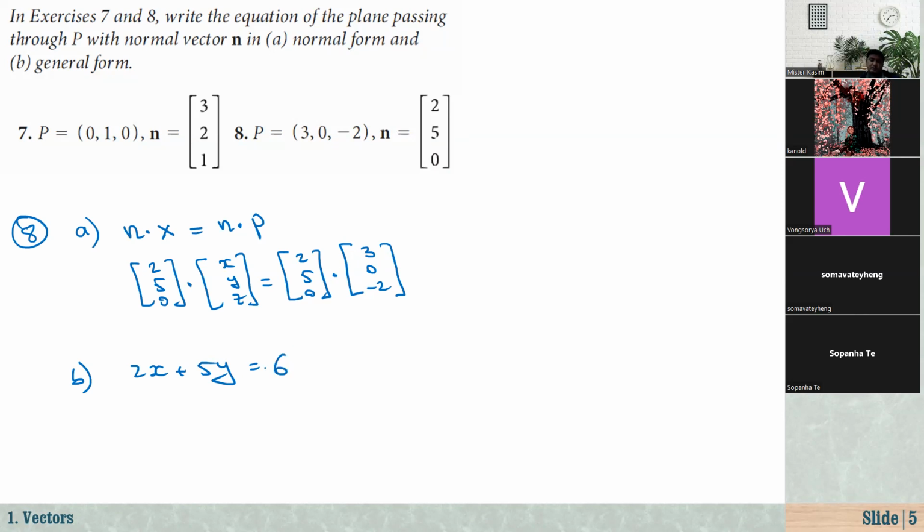Okay. So now you may wonder, Mr. Qasim, isn't it the equation of the line? Yes, it is the equation of a line in two-dimensional space. But here we are considering three-dimensional space. In three-dimensional space, this 2x plus 5y equals 6 is the equation of a plane. It's not a line.